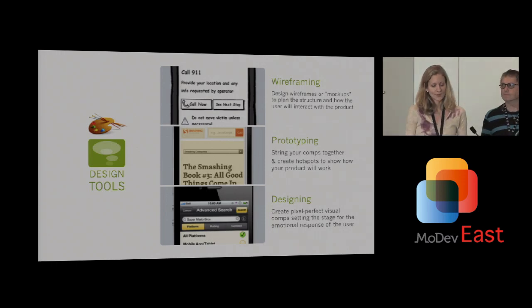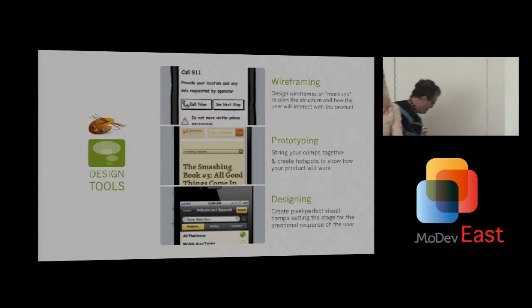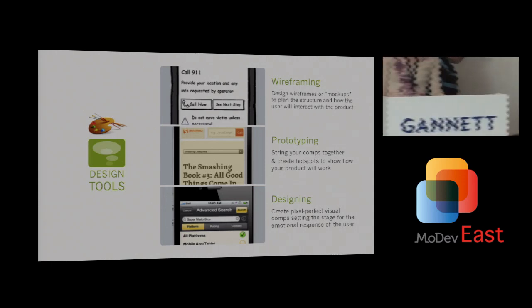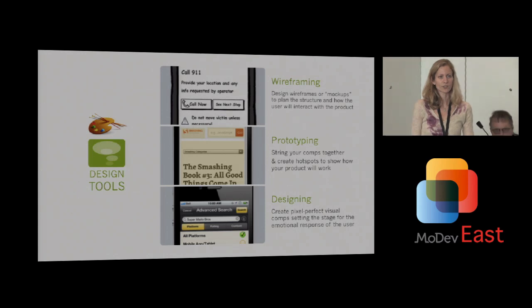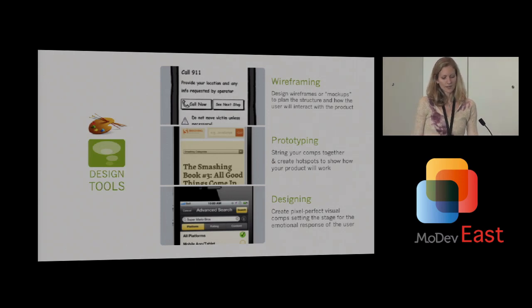Prototyping is where you string your comps together, creating hotspots, basically to show how the product will work. Just like a screen flow, essentially. The user feels like they're interacting with it because when you tap a button, it opens up a screen, a comp that you had already put together.